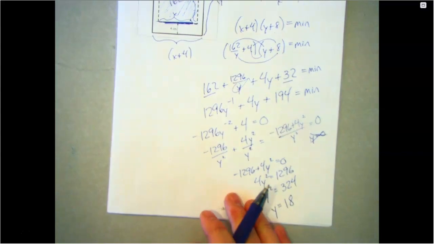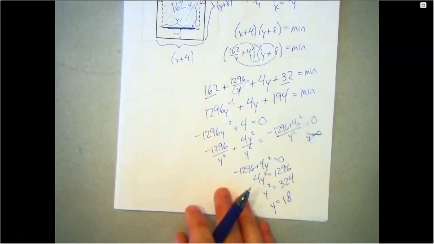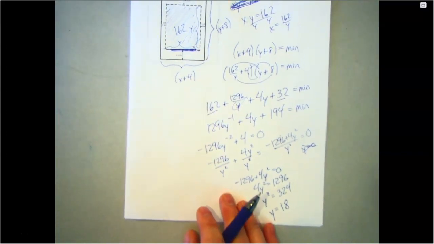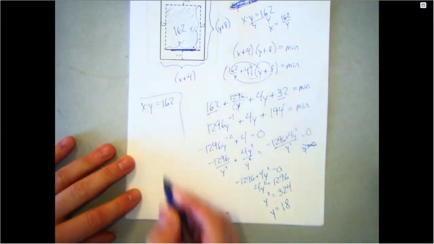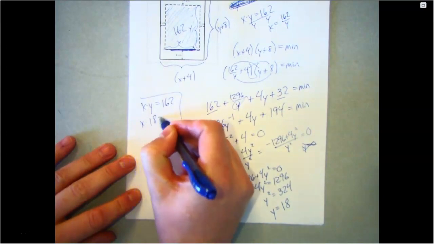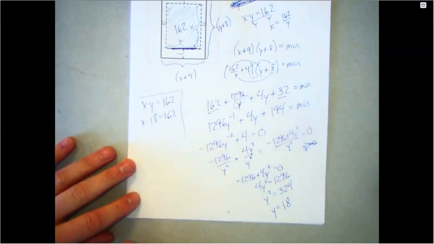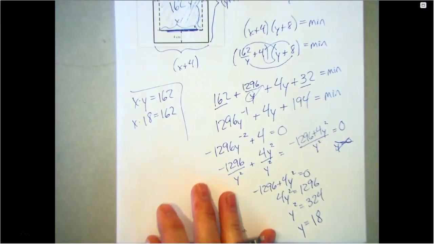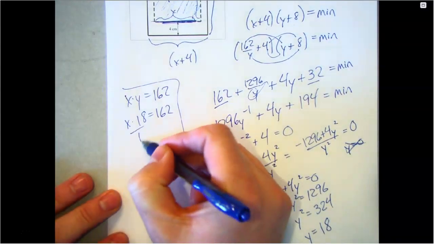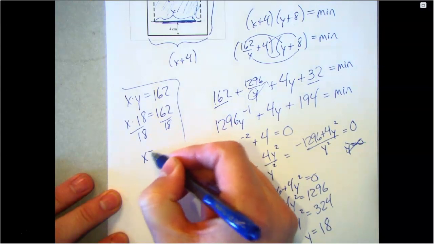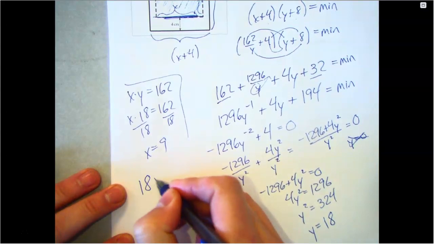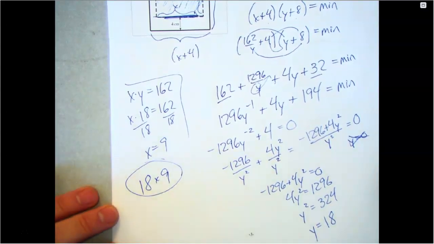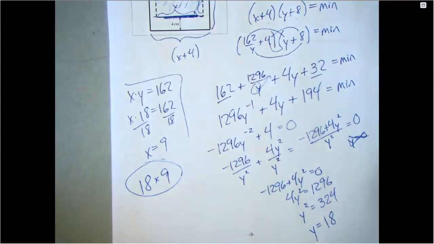Okay, so the question is, what overall dimensions of the poster should I choose? And the photo, remember, was x by y equals 162. So x times 18 equals 162. Right, to find out what x is, if I divide both sides by 18, I get 9. So the dimensions that I should choose are 18 by 9.